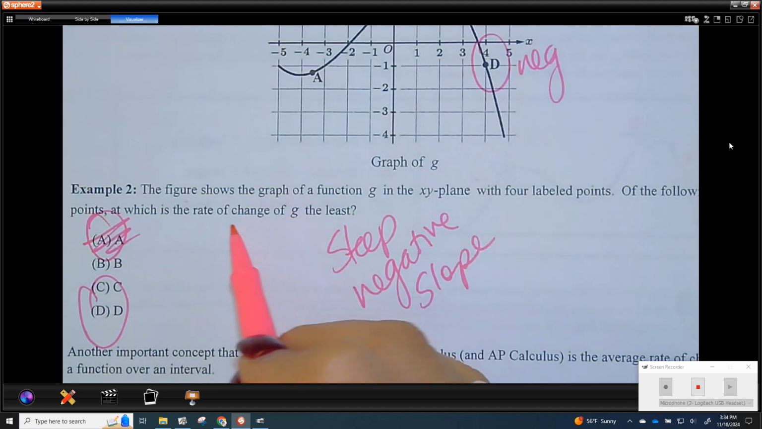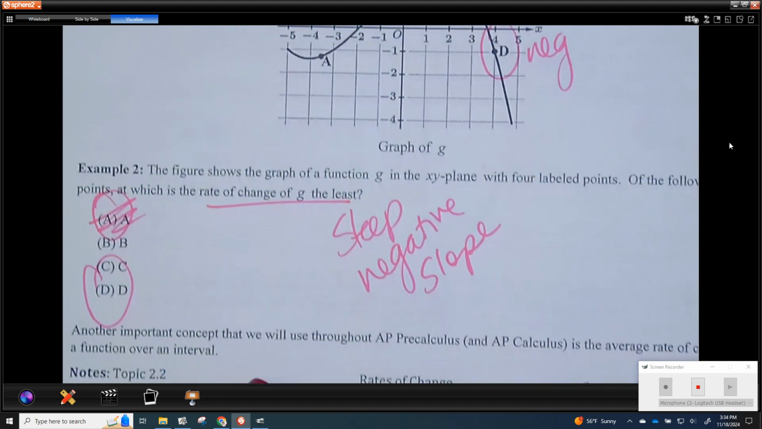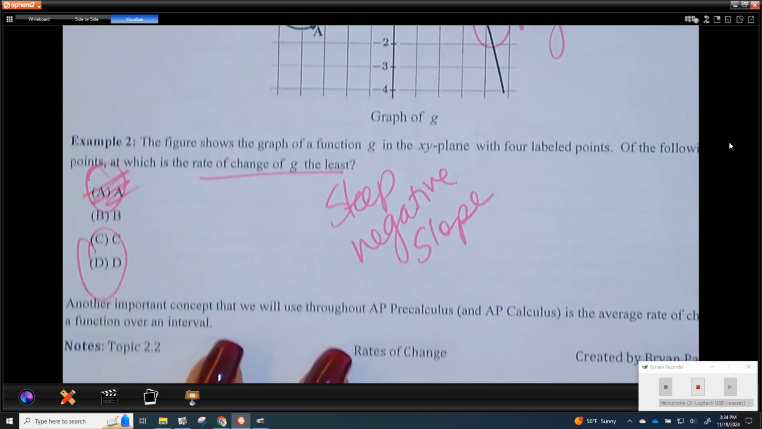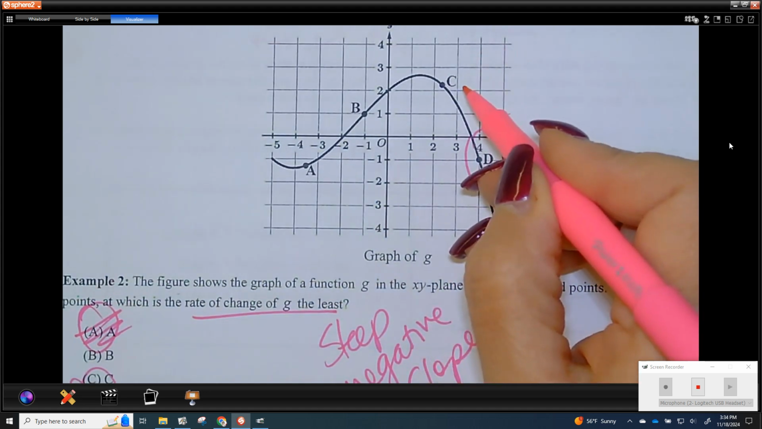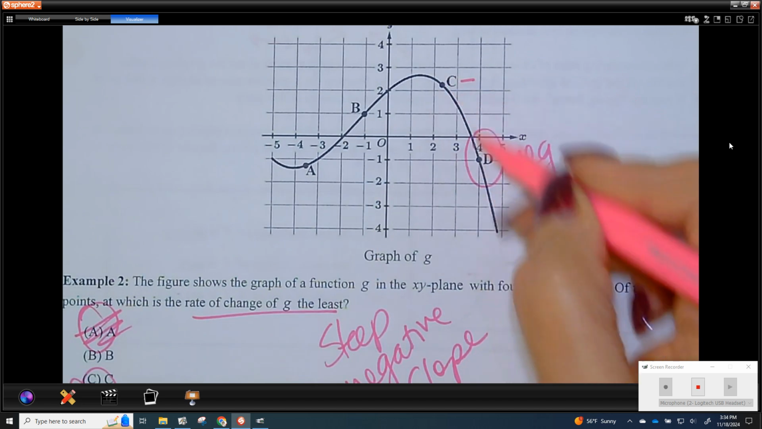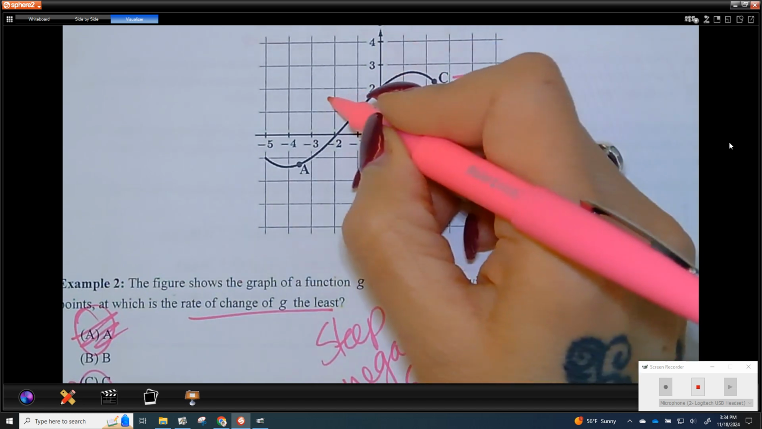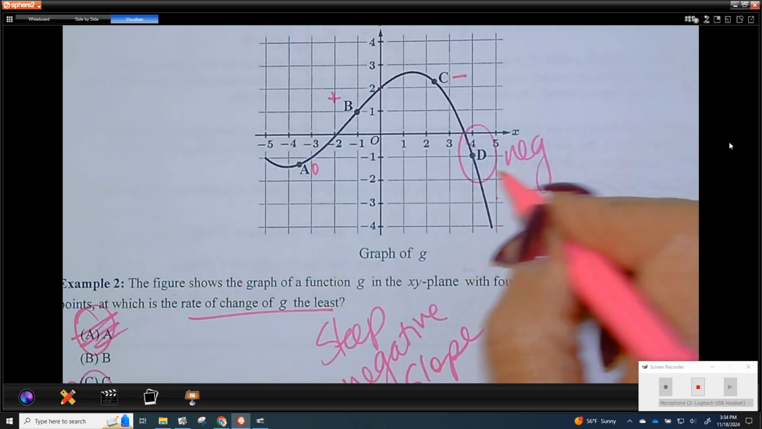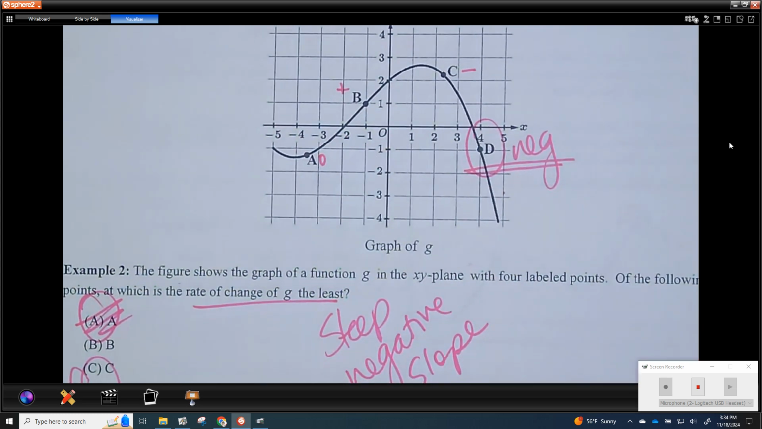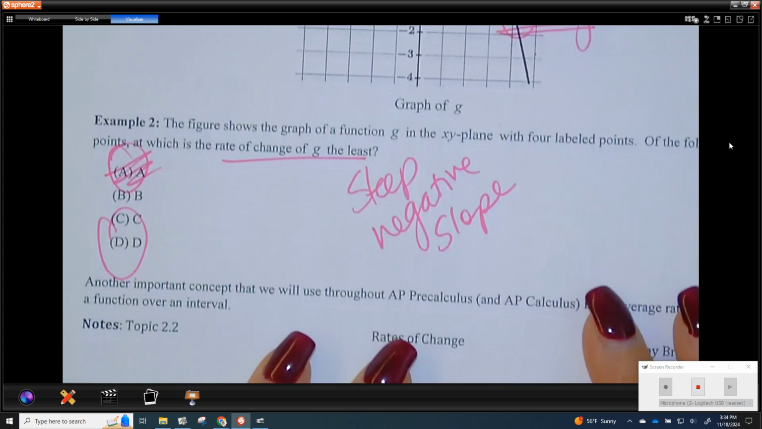Oh, which is it the least? Not the change the least, which is the rate of change the least. That makes sense because this is negative, but it's more steep than C. So C is also negative, but it's not as steep. B is positive, and A looks about 0 or a small positive. So this is the least because it's the most negative.